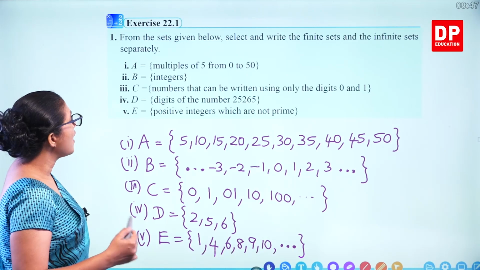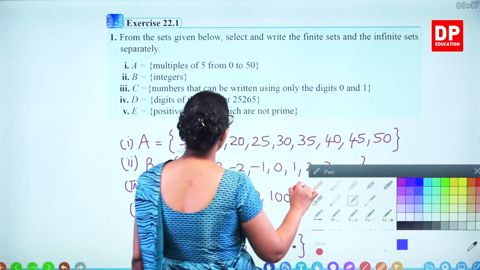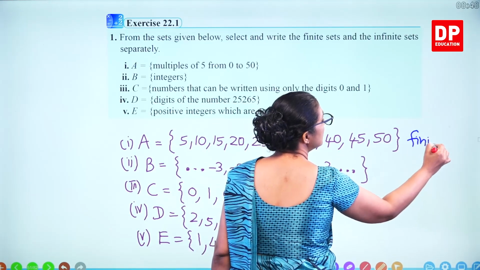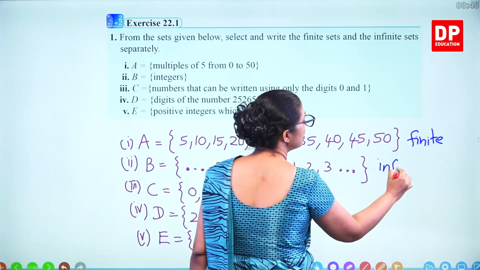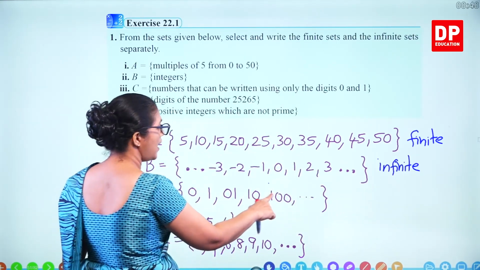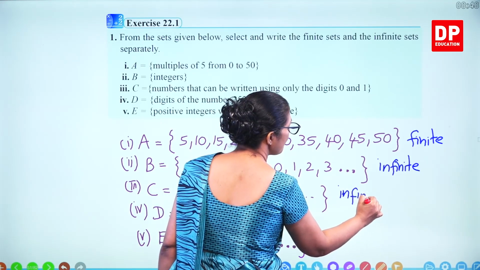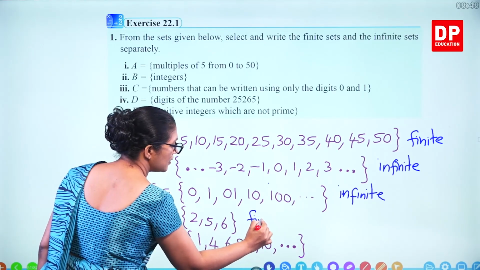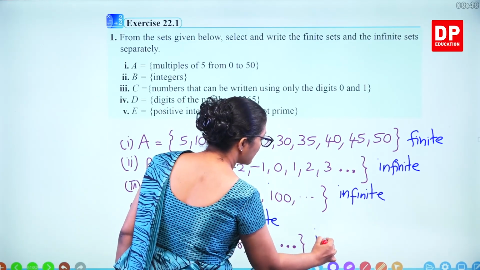So what are finite and infinite? We can say the first one is finite. There's an end to that. This one, infinite. This one also never ends. Infinite. This one, finite. And here, infinite.